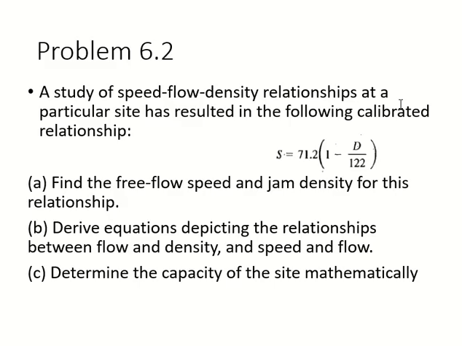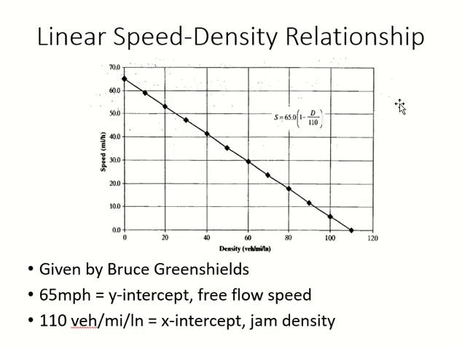So what are they asking for in this question? First of all, you have to find the free flow speed and jam density. We are still looking at the same straight line. The equation has changed, but the straight line is the same. I have an equation between speed and density. They are asking for free flow speed. Free flow speed is this point. If I have this equation, how do you get to this point?